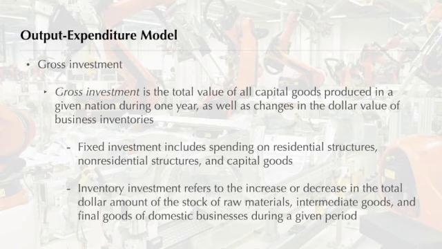Economists divide gross investment into two subcategories: fixed investment and inventory investment. Fixed investment includes spending on residential structures, non-residential structures such as office space and factories, and capital goods such as new machinery and office equipment. Inventory investment refers to the increase or decrease in the total dollar value of the stock of raw materials, intermediate goods, and final goods of domestic businesses during a given time period. Note that gross investment does not include the purchase of financial assets, such as stocks, bonds, and land, because these purchases do not result in the production of any new goods or services.